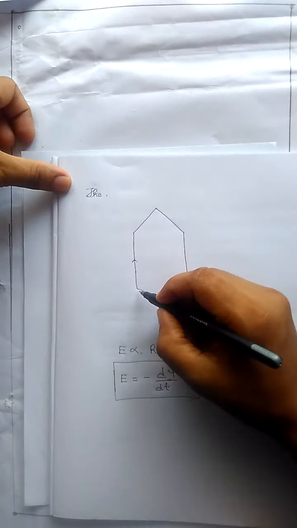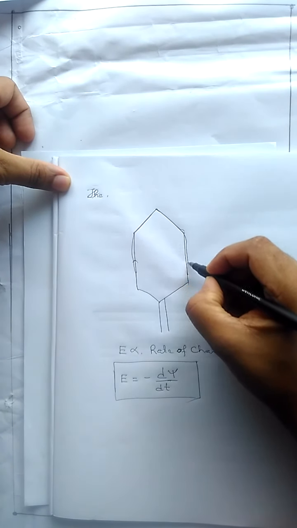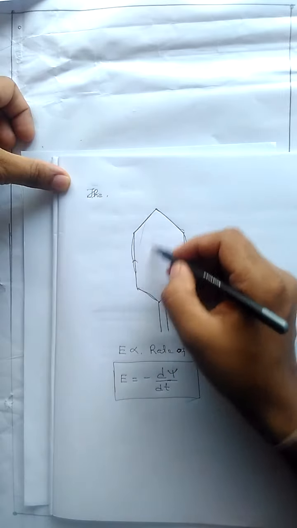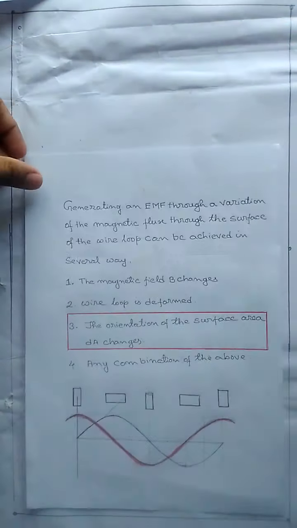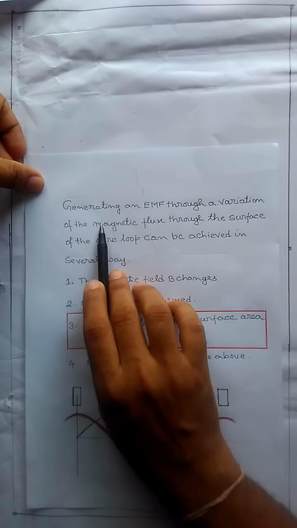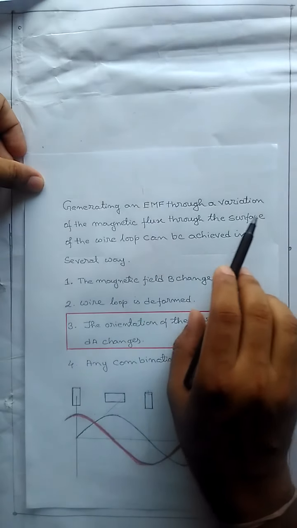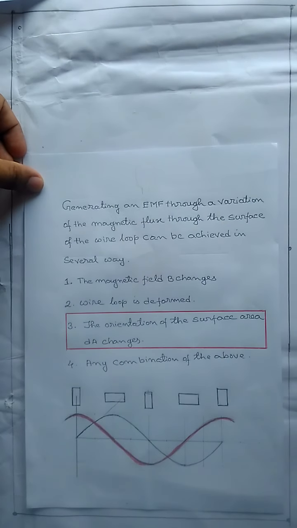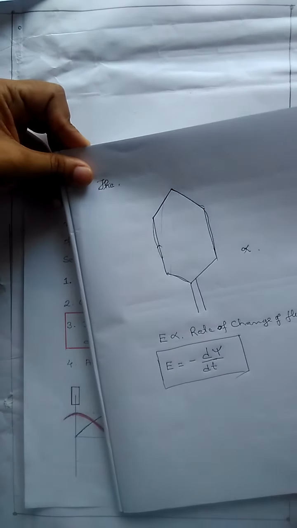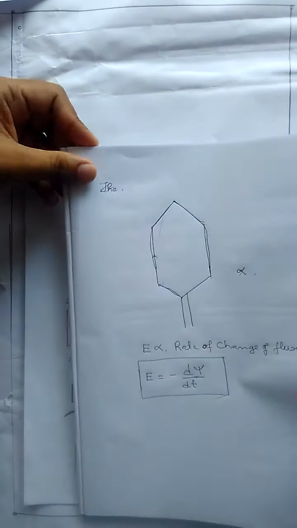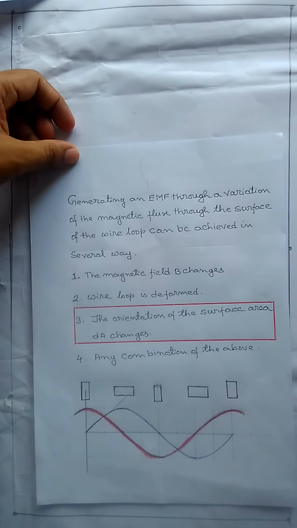So if you make a wire in a loop like this, then this is the surface of the loop. Now here it is said that generating an EMF through variation of the magnetic flux through the surface of the wire loop. That is, if we vary the surface area of this loop, then also EMF will be induced. Now how can you change that?